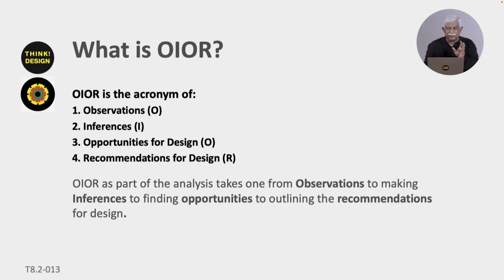OIOR is an acronym that refers to observations, that is O, inferences, I, opportunities, again an O, and then recommendations for design. So, OIOR is part of the analysis. It takes you from starting with observations to making inferences from it and discovering opportunities, then to outlining the recommendations for design. Okay. So, observations, inferences, opportunities and recommendations.